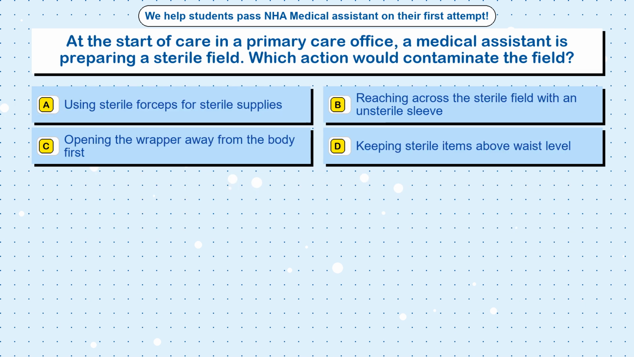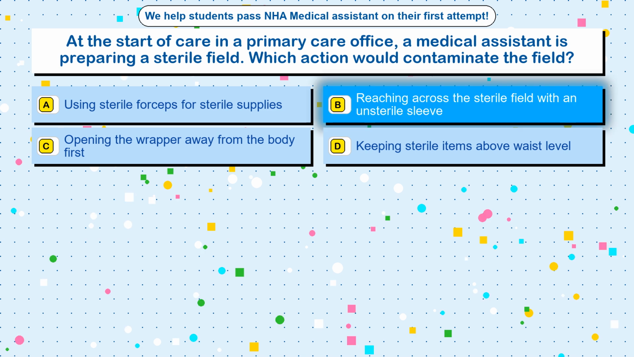Question 36. At the start of care in a primary care office, a medical assistant is preparing a sterile field. Which action would contaminate the field? Option A, using sterile forceps for sterile supplies. Option B, reaching across the sterile field with an unsterile sleeve. Option C, opening the wrapper away from the body first. Option D, keeping sterile items above waist level. The correct answer is option B, reaching across the sterile field with an unsterile sleeve.